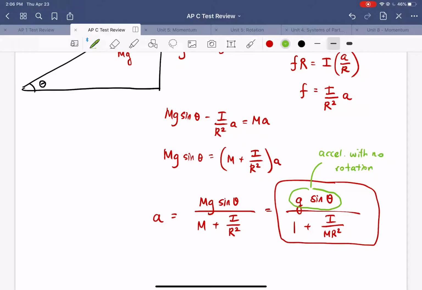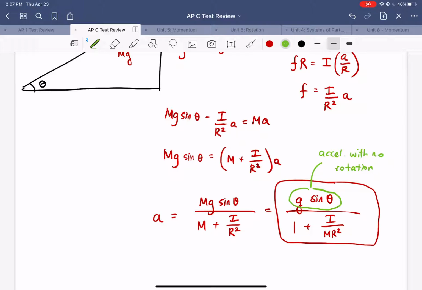So if this was a hollow cylinder rolling down the incline, I would be equal to mr squared, so the denominator here would be 2, and we would get exactly half of the acceleration of a non-rotating object. However, if we had something like a sphere, where I is 2/5 mr squared, then our denominator would be 7/5, which means the acceleration would be 5/7 of g sine theta. So this is the more general form that shows what it is for any type of object.